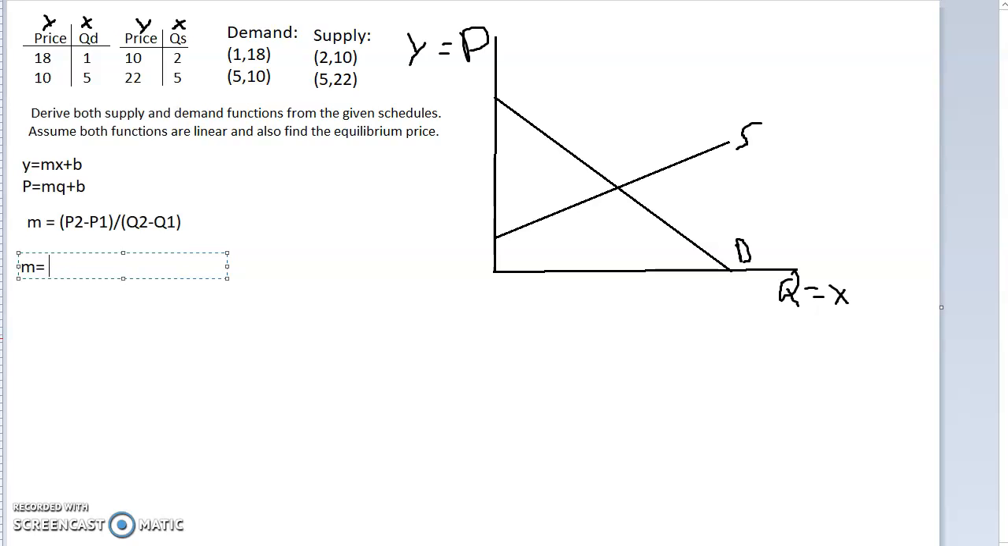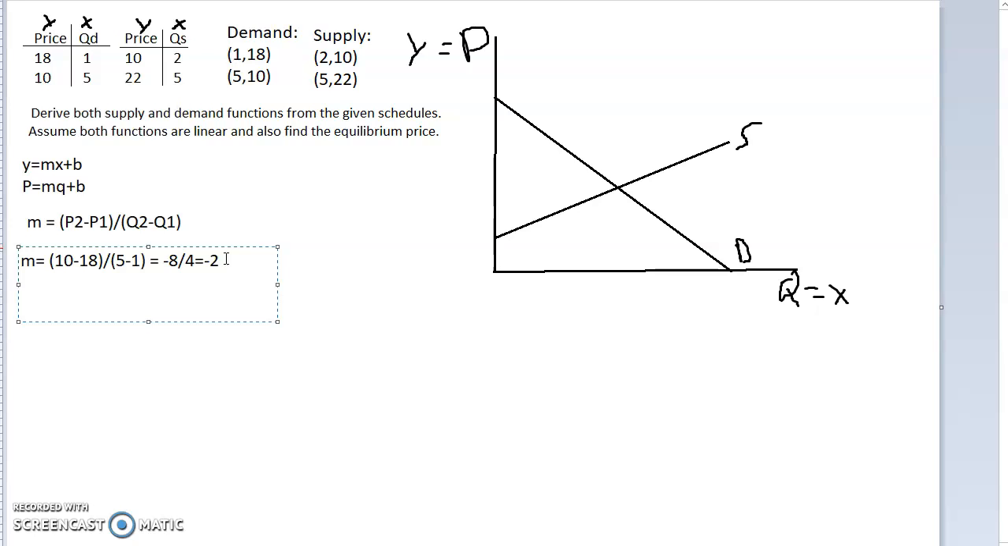Okay, so in this case, we've got m equals 5. Oh, I did that wrong. So price 2 is 10 minus 18 divided by Q2, 5 minus 1. Okay, so this is negative 8 divided by 4. And that's pretty easy. Equals negative 2. So the slope of that function is negative 2.